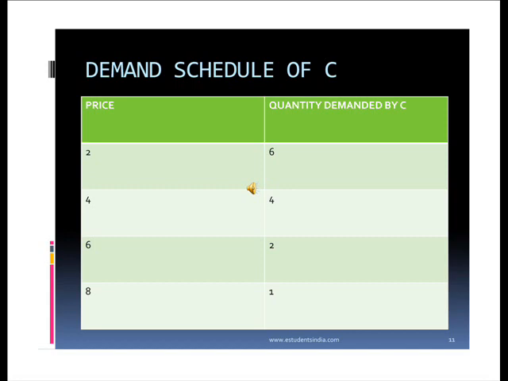The third consumer C and his demand schedule. When the price is 2, quantity demanded by C is 6. When the price is 4, quantity demanded by C is 4. When the price is 6, quantity demanded by C, the third consumer, is 2. When the price is 8, it is 1. Quantity demanded by C.